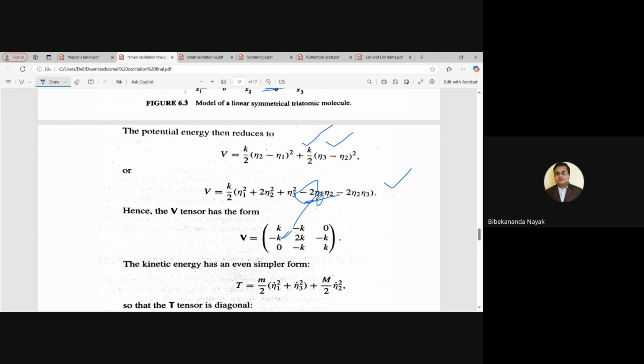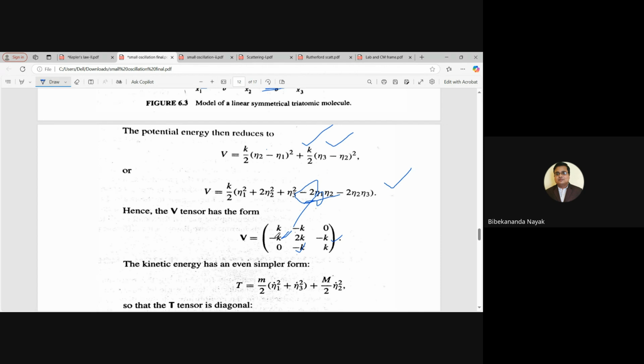That I write as minus eta 1 eta 2 minus eta 2 eta 1. A B and B A are the same, so I write here minus 1 only. Similarly here, eta 2 eta 3, I divide into minus eta 2 eta 3 minus eta 3 eta 2. So I take minus eta 2 eta 3, minus k. Here minus k. Half.